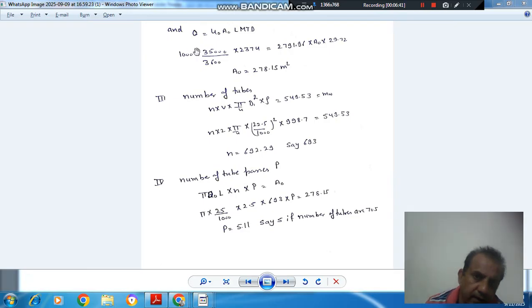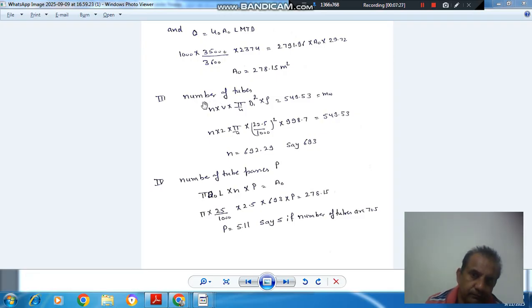After calculating LMTD, we can calculate heat transfer, that is U naught A naught LMTD. But heat transfer is known, so we need this A naught. U naught is known, LMTD we have calculated, Q is known, Q is 35,000 by 3600, that is mass flow rate, multiplied by latent heat in kilojoules multiplied by 1000, so that will be Q. And U naught is 2791.96 and LMTD 29.72. So from this A naught comes out as 278.15 meter square. So this is your A naught.